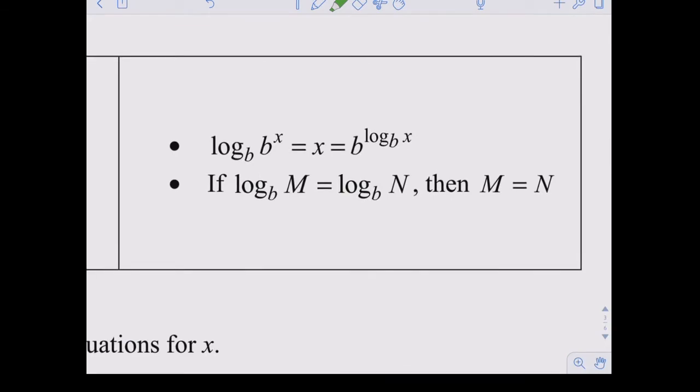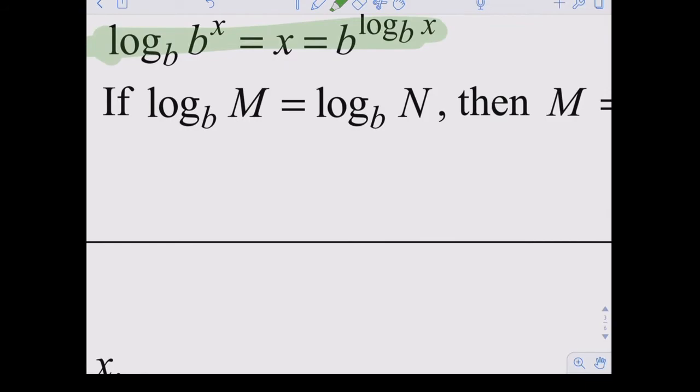All right, and then the other two that we've already seen, this is the one we started off class in the warm-up. We have log base b of b to the x is x, which is the same as b to the log base b of x, because log base b and exponentiating base b are what again? Inverses.